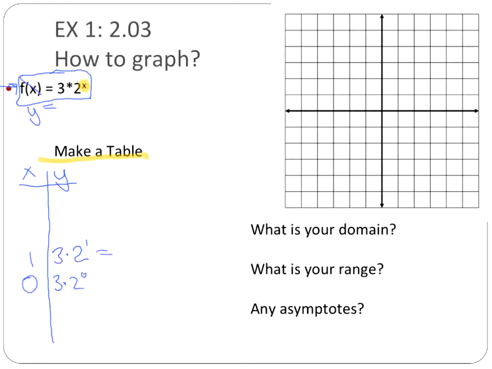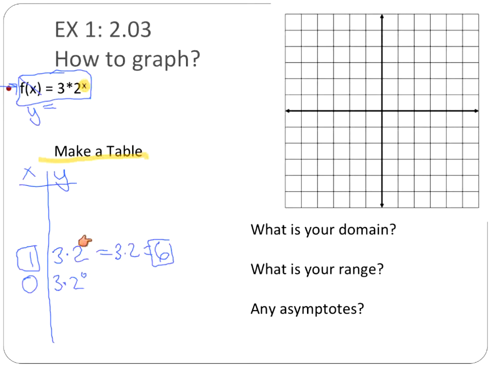It's just a new vocabulary word for something you've been doing for a really long time. So let's try plugging in the 1. This would be 3 times 2 to the first. 2 to the first is just 2, so that really is 3 times 2. And what's 3 times 2? 6. So when I plugged in a 1, I got 6.